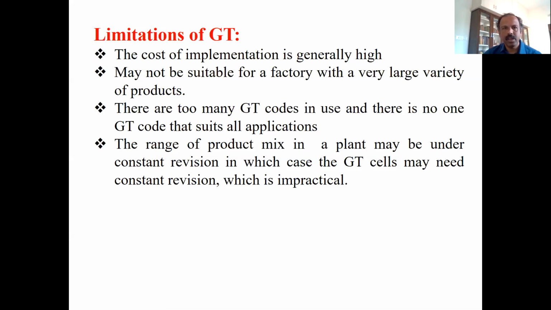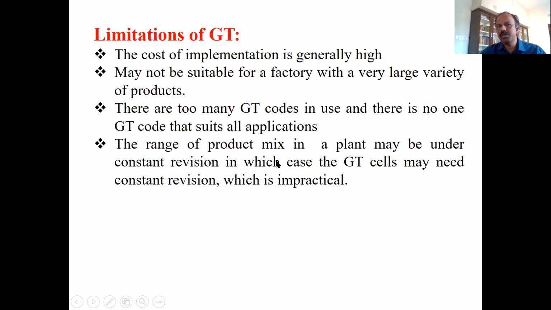Okay, right. Then very important is that the range of product mix in a plant may be under constant revision. That means the type of product that you are going to produce in a plant is not going to be a stagnant one. Remember this. The customer requires changes. Customers want changes. As you need to fulfill the need of the customer, very often the product mix in the plant will be under constant revision.